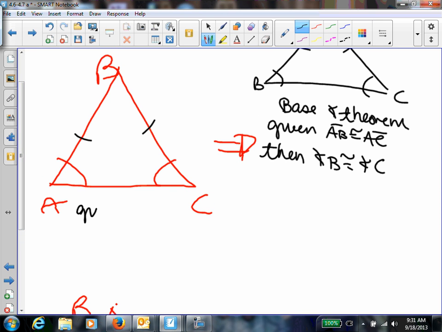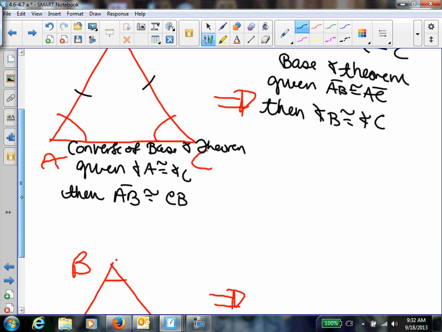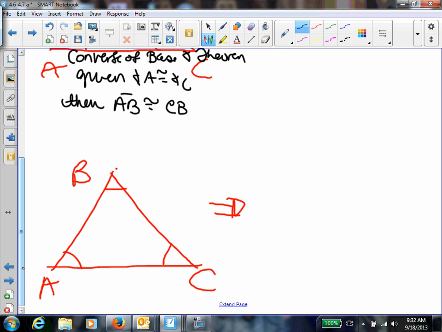So given angle A is congruent to angle C, then AB is congruent to CB. And this is the converse of the base angle theorem. And so you want to include both of these in your spiral note cards. It's really helpful to know. And we were using these on our proof worksheet, even though we formally didn't go over these.